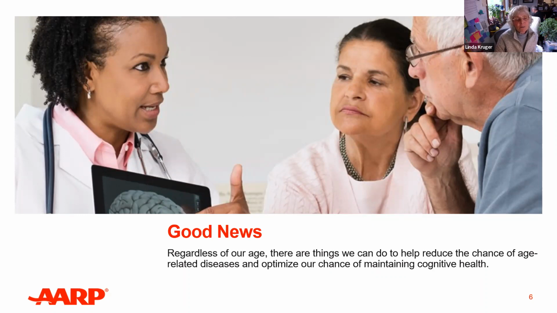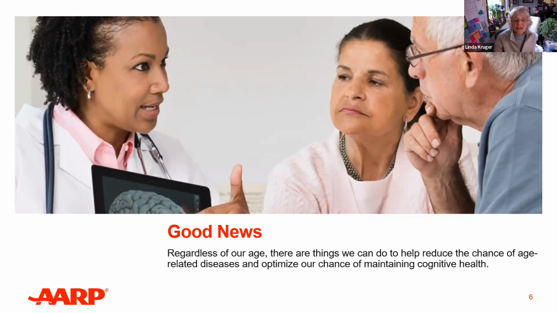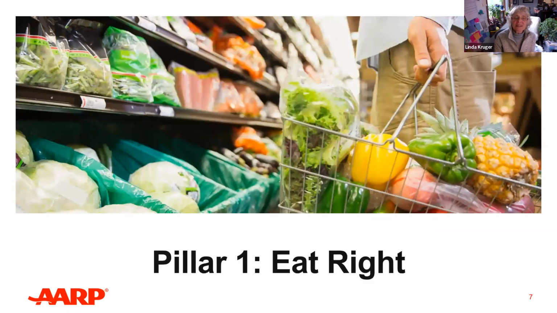So based on current brain research vetted for you by AARP's Global Council on Brain Health and our work for AARP's online Staying Sharp program, we've identified 6 pillars of a lifestyle that supports brain health. Eat right, ongoing exercise, engage your brain, be social, manage stress, and restorative sleep. So those 6 areas are the areas we'll be covering in this 6-week series.